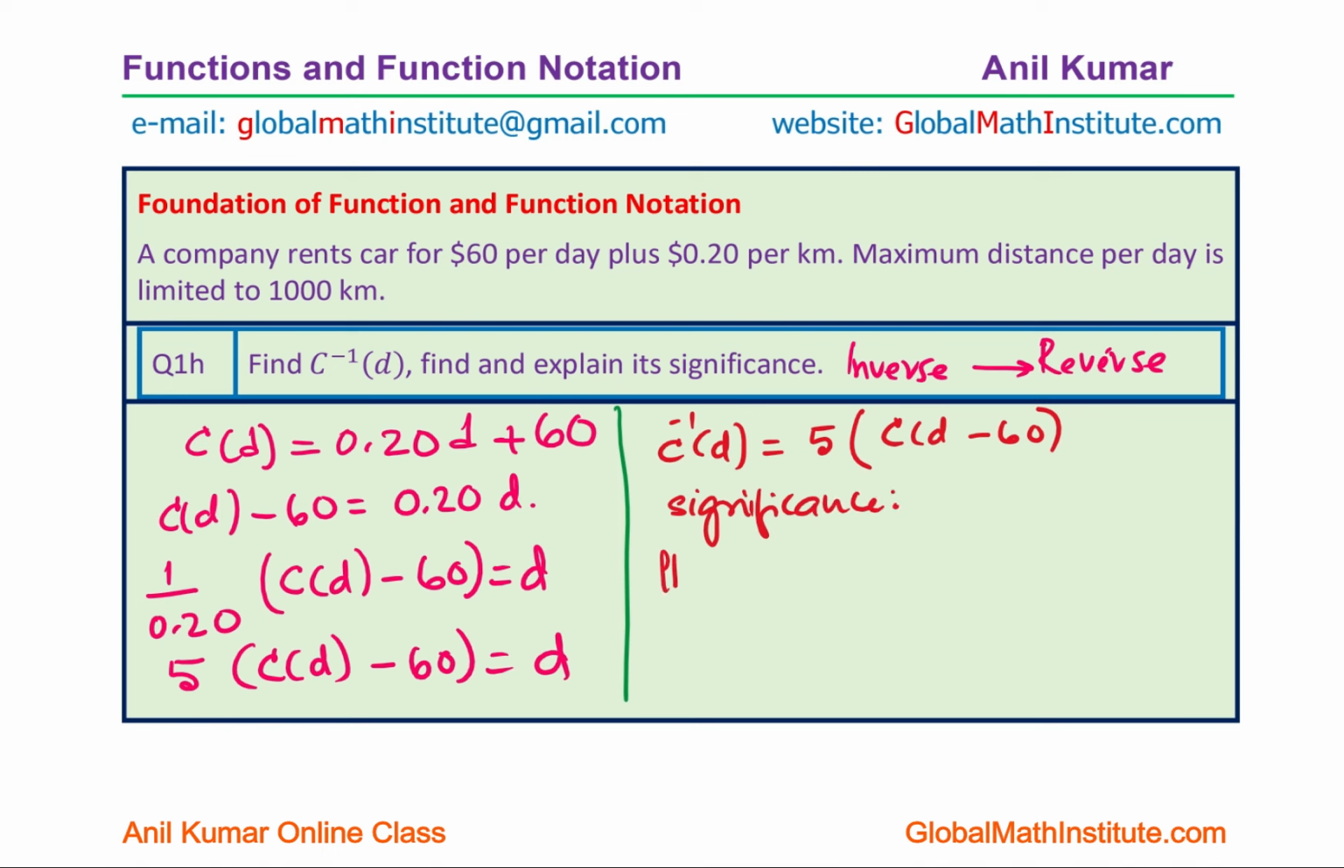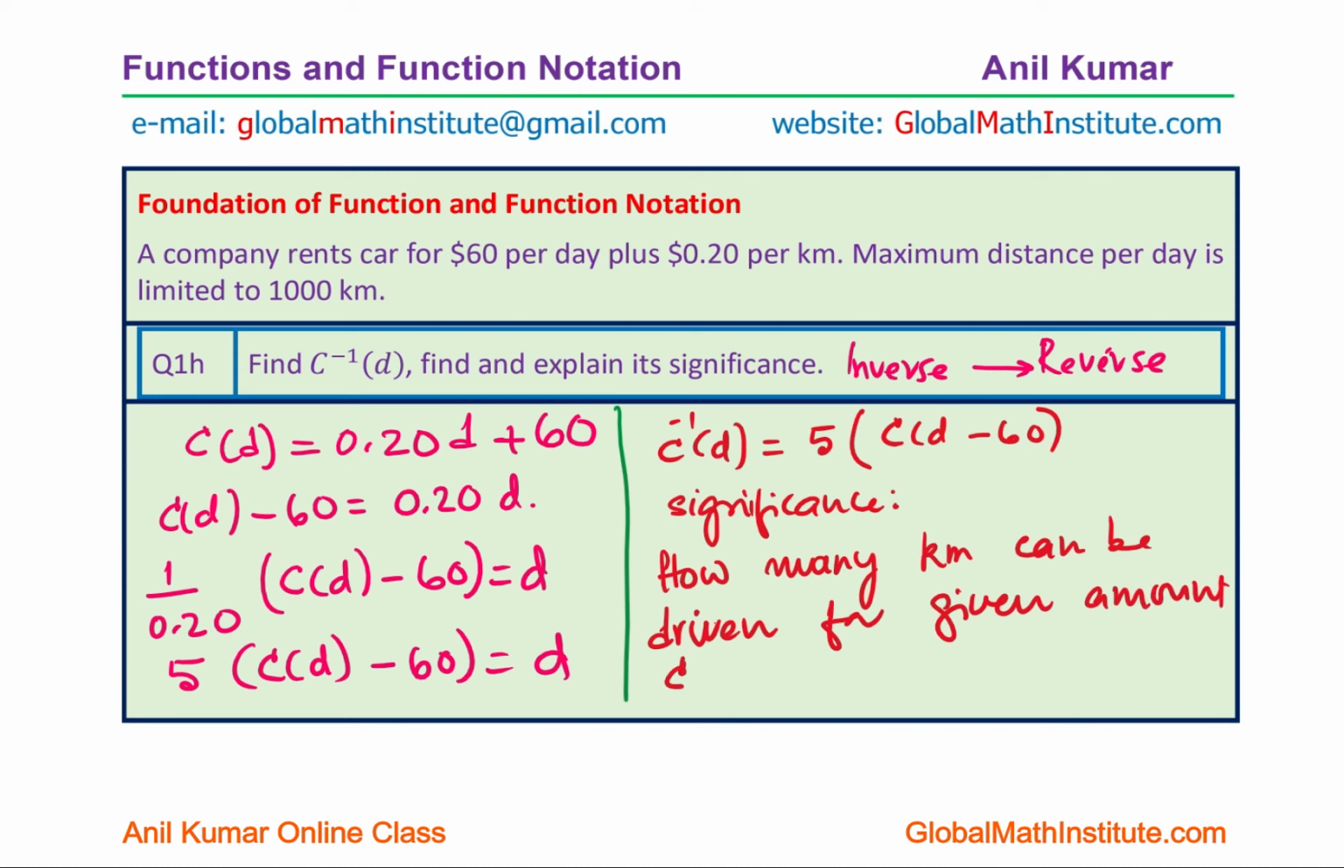Significance is how much can you drive? You can say how many kilometers can be driven for a given amount, which is C, right? That is what it means, correct?